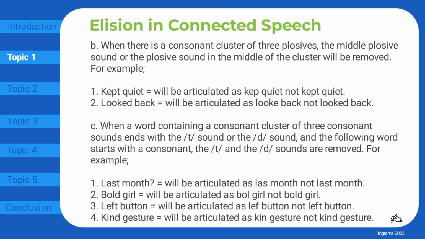When a word containing a consonant cluster of three consonant sounds ends with the t sound or the d sound, and the following word starts with a consonant, the t and the d sounds are removed. For example, last month will be articulated as last month, not last month. Bold girl will be articulated as bold girl, not bold girl. Left button will be articulated as left button, not left button. Kind gesture will be articulated as kind gesture, not kind gesture.